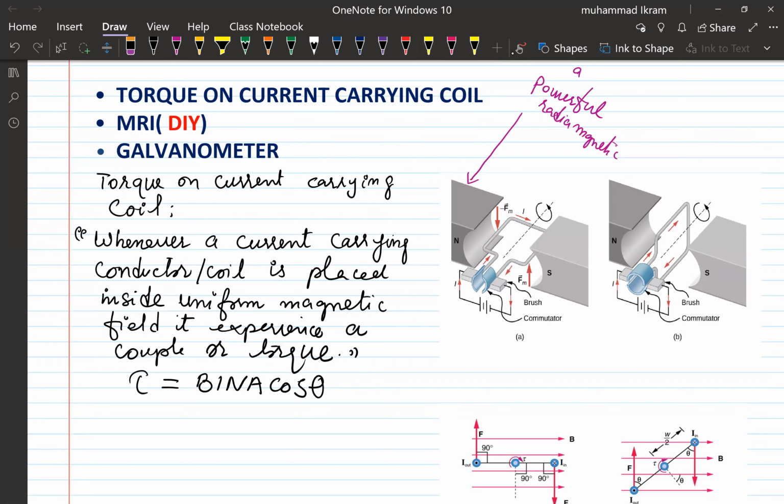So this is a powerful radial magnet, the curve shaped magnet, as you see the faces of the curve shaped magnet. Then there is a rectangular coil A, B, C, D, or P, Q, R, S. This is a rectangular coil, right? The P, Q, R, S.